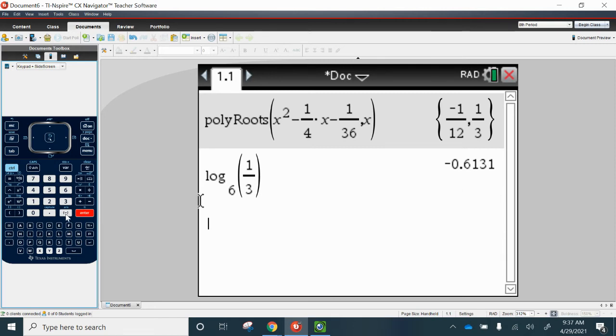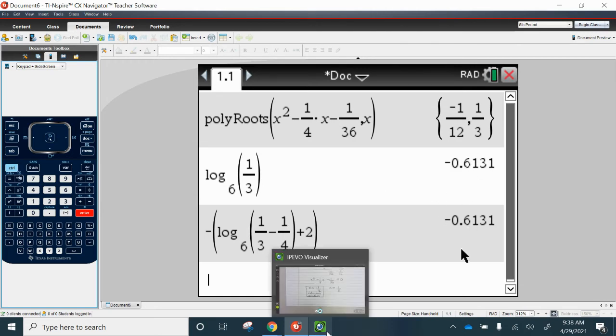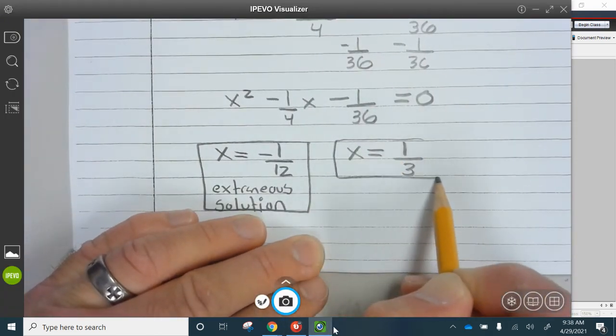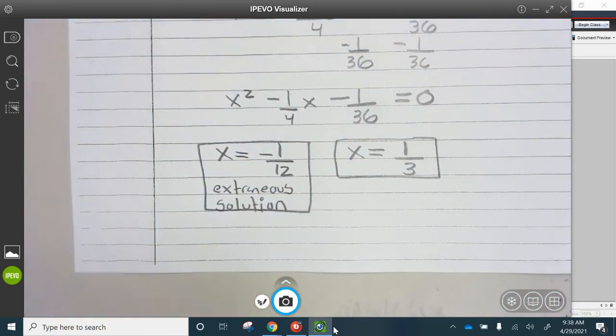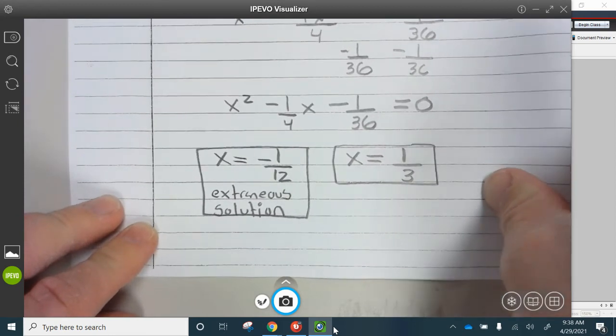So negative, parentheses, control log base 6 of 1 divided by 3, minus 1 divided by 4, plus 2. The left and right side values are equal, so 1/3 is a valid solution. All right, go ahead and finish up question 10.